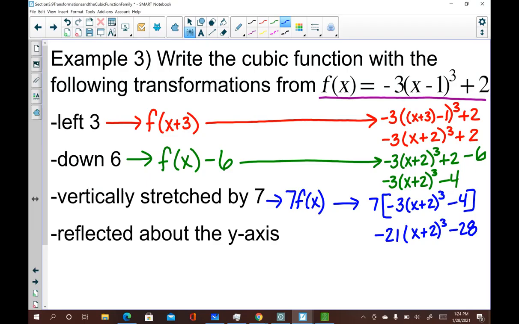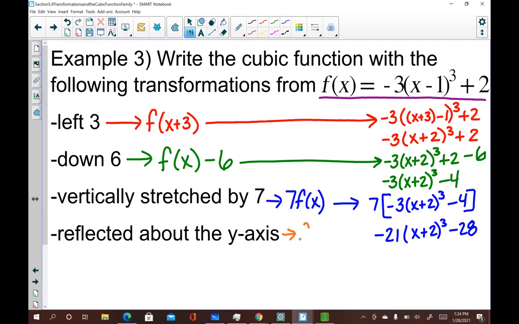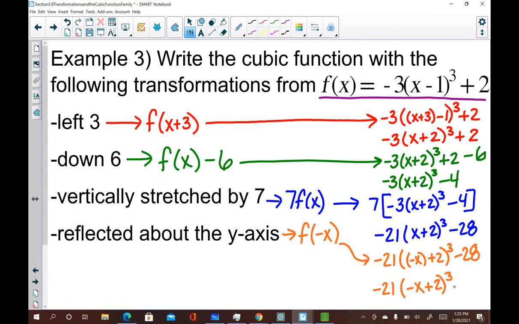And then the last transformation is to reflect about the y-axis. In function notation, this says a negative on the inside with x. This function notation is telling me to replace x with negative x. Replace x with negative x. So we get -21 times (negative x plus 2) cubed minus 28.